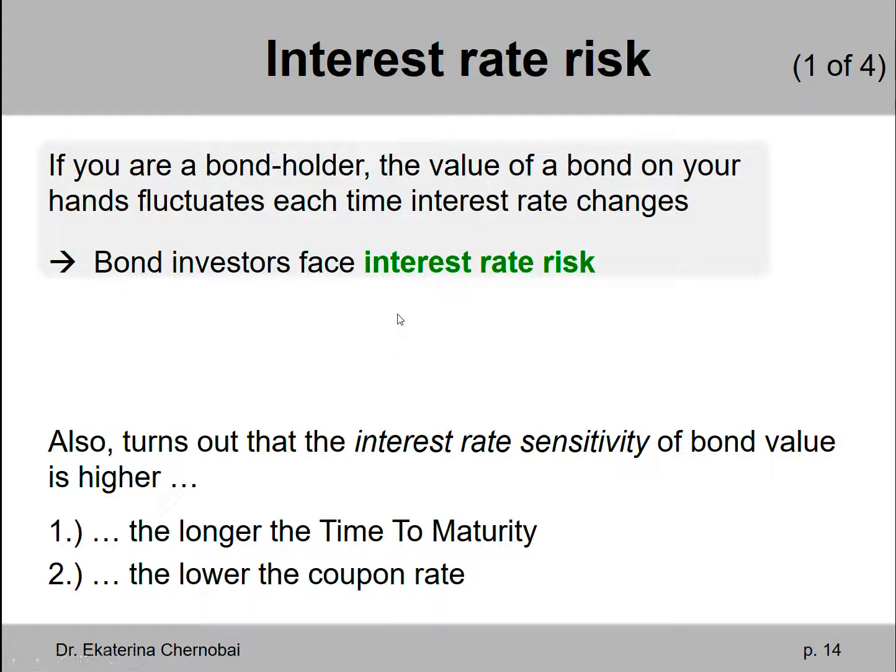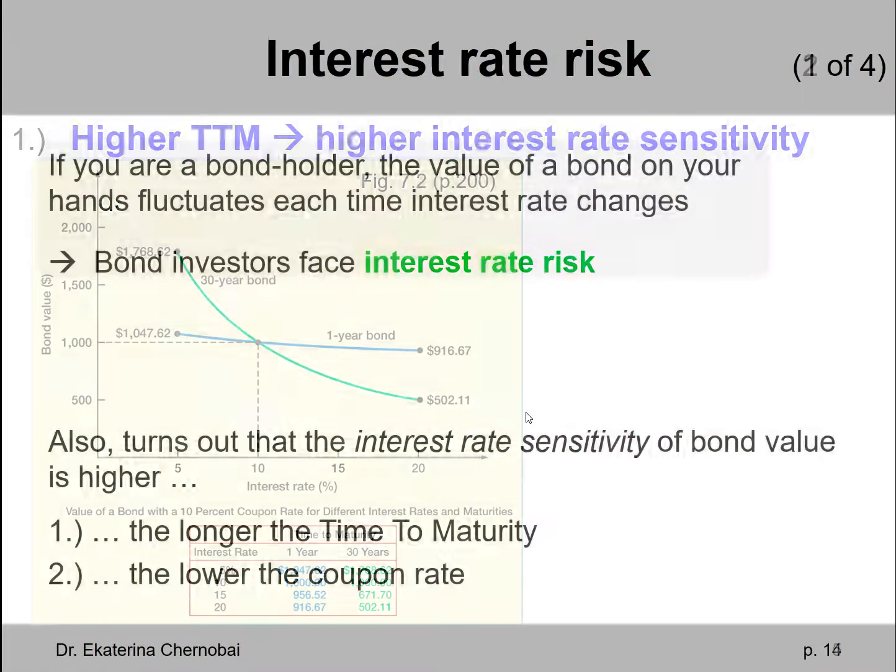Turns out that when you buy bonds, right? So now you're a bondholder, you own bonds. And so it turns out that your bond value will be going up and down, right? So it will fluctuate significantly more if the bonds that you hold have a longer time to maturity, or if they have a lower coupon rate. So let's see what's the intuition behind these two factors that affect the interest rate sensitivity of bond value.